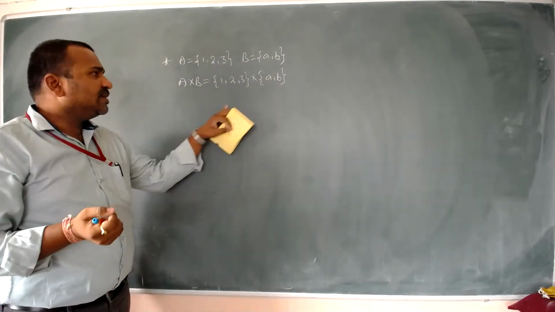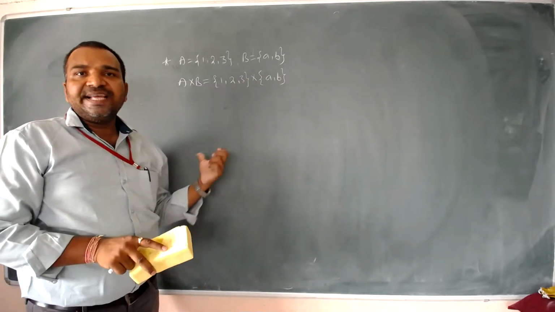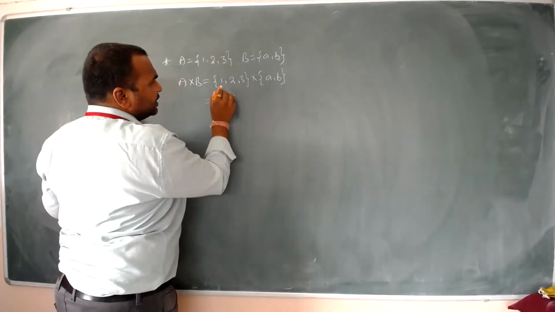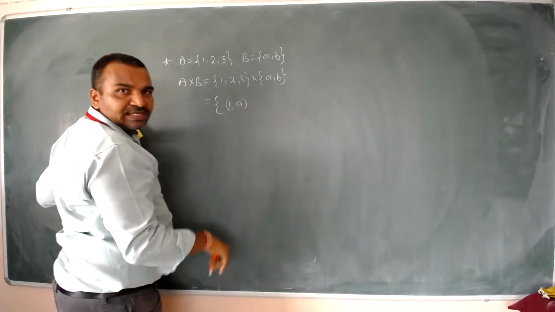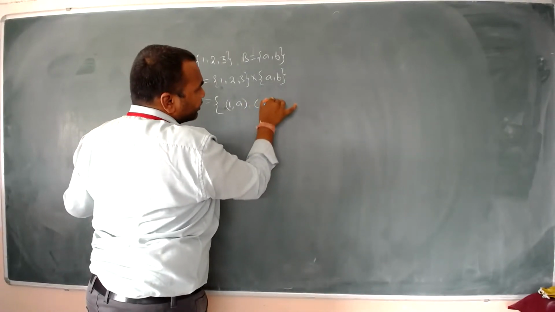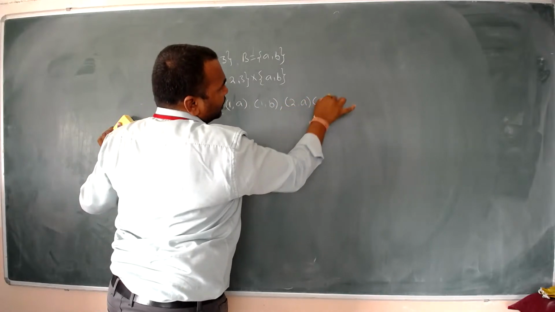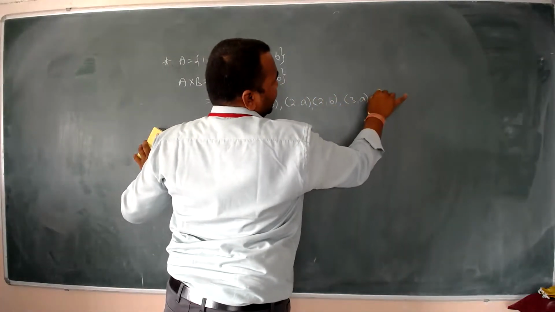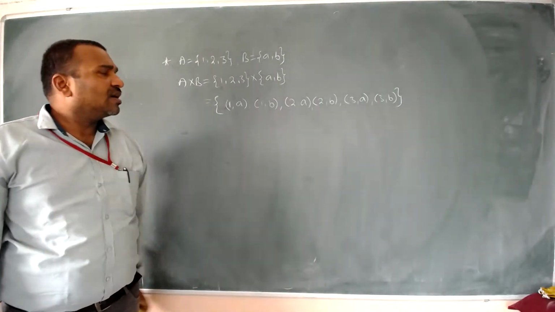Okay. What is the meaning of cross product or Cartesian product? It contains all the ordered pairs, so the set of all ordered pairs. Ordered pairs mean the first element belongs to the first set, second element belongs to the second set. First element 1: (1, a). Next (1, b). Next (2, a). Next (2, b). Next (3, a), (3, b). This is called the Cartesian product. This is the process of finding the Cartesian product.